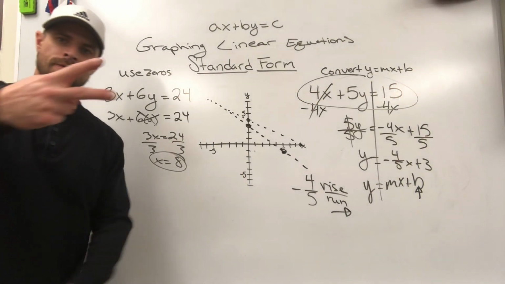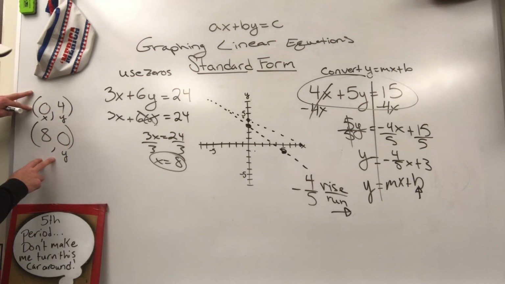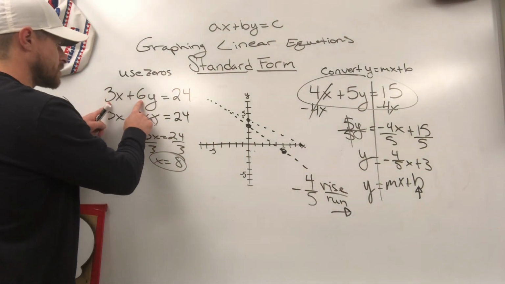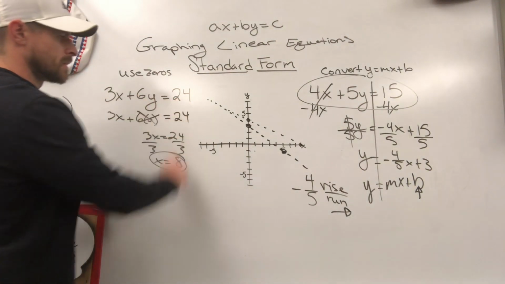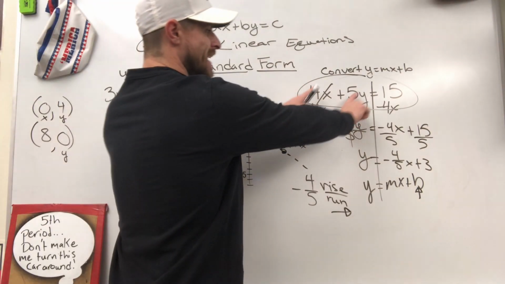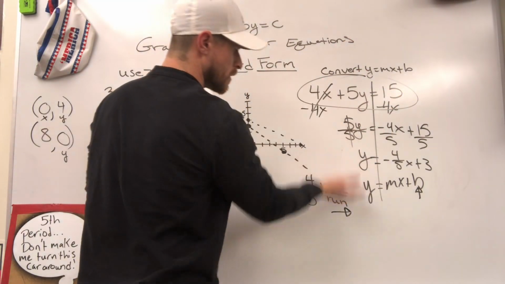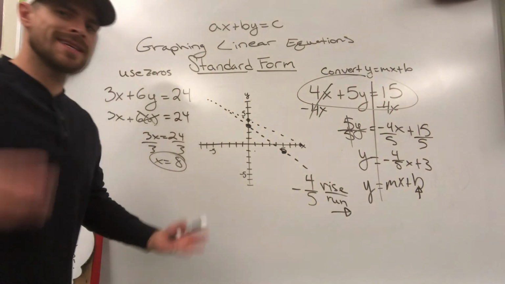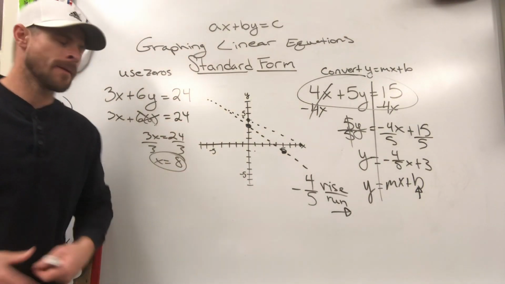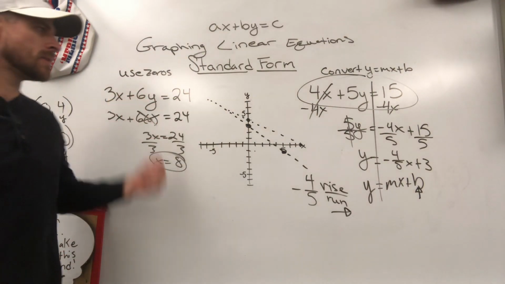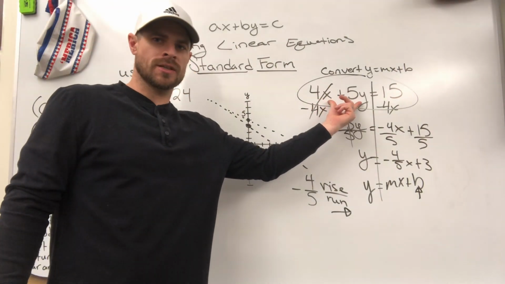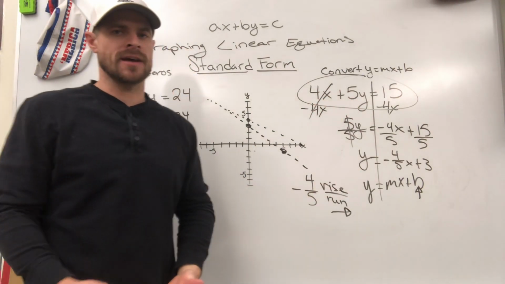All right, so two different methods. Use your zeros. When do we do that? If the coefficients are divisible by the c term. If the coefficients are not divisible by the c term, convert to slope-intercept. By doing these things, it's going to make this a lot easier. Doesn't mean you can't convert this one. Doesn't mean you can't use your zeros for this one. It just makes it a lot more challenging if you do.